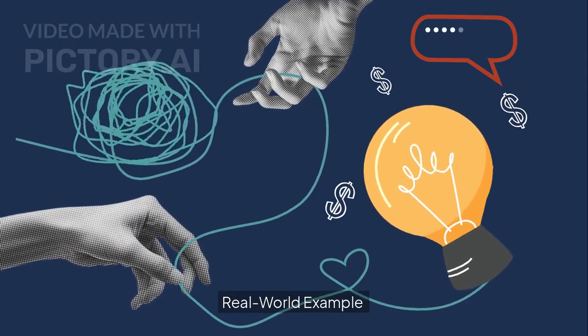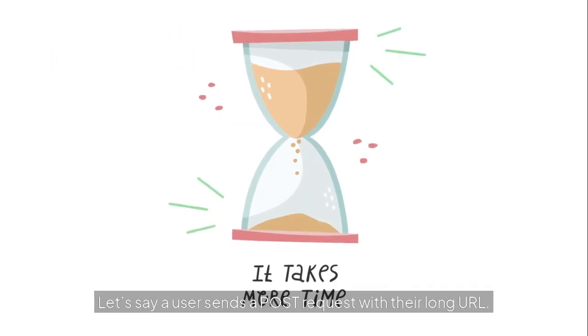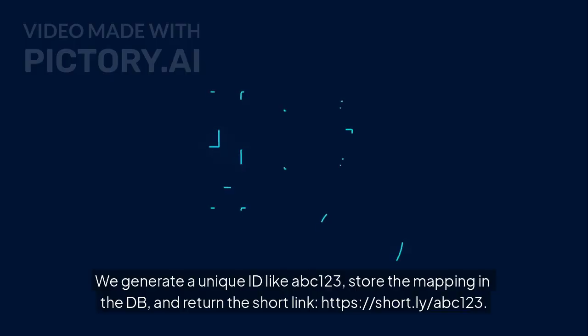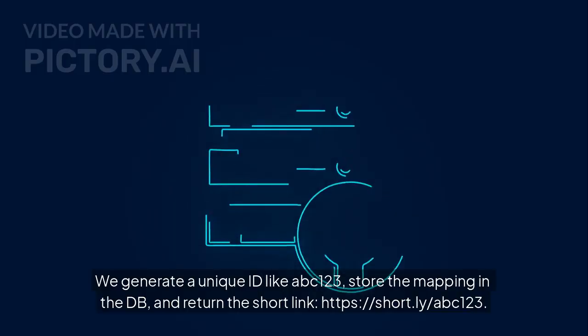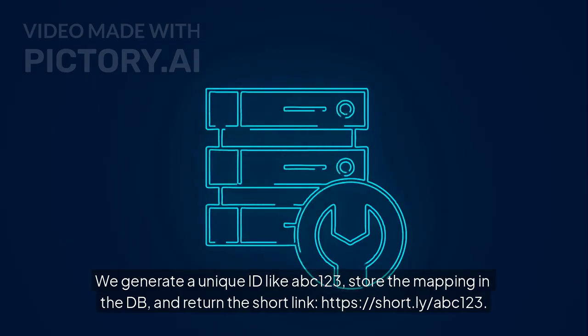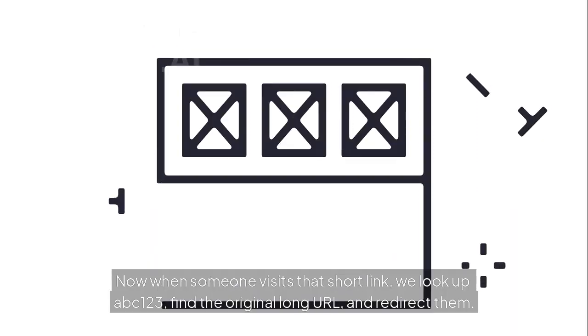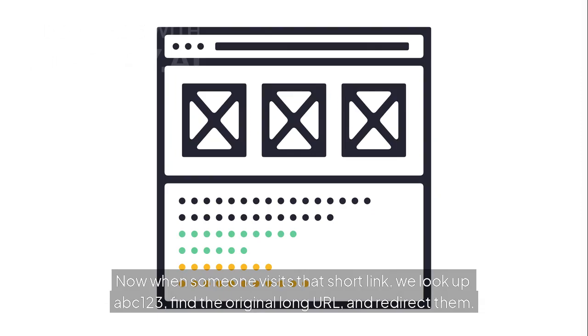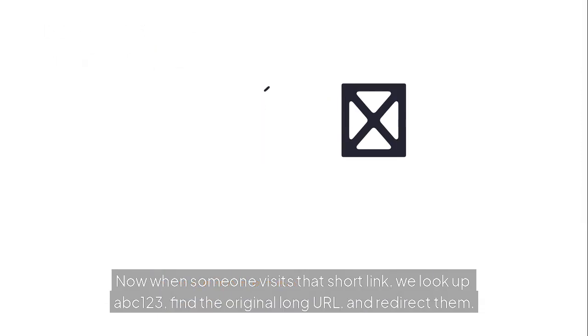Real-world example. Let's say a user sends a POST request with their long URL. We generate a unique ID like ABC123, store the mapping in the DB, and return the short link, https://short.ly/abc123. Now when someone visits that short link, we look up ABC123, find the original long URL, and redirect them.